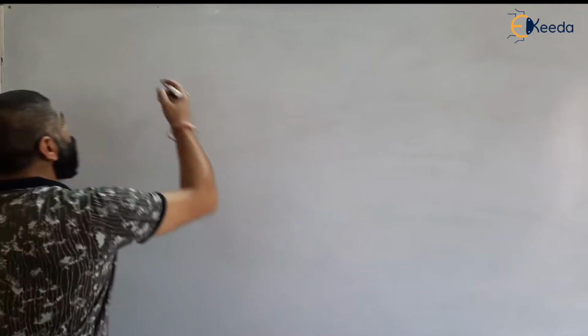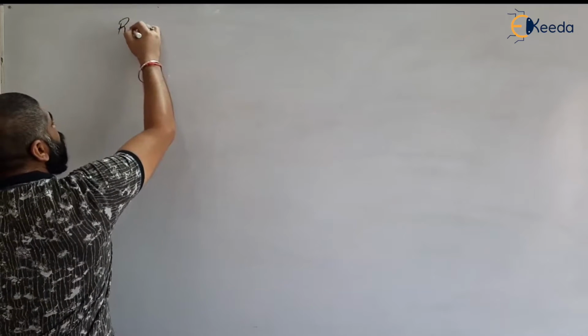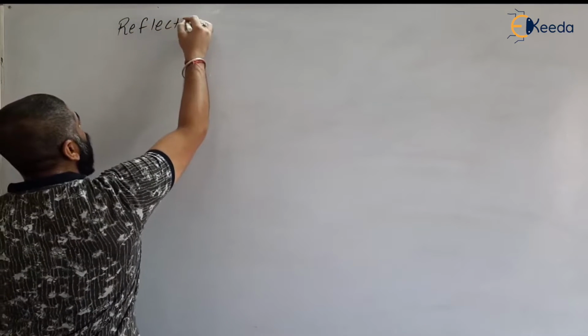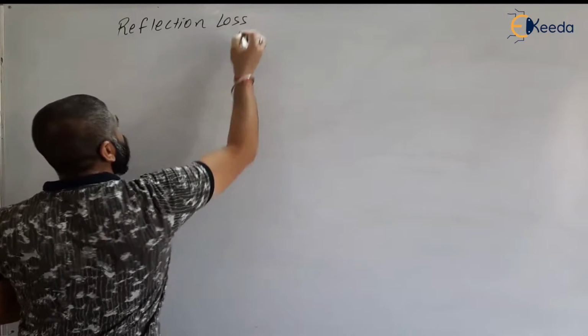Reflection loss. See, what is reflection loss? When light falls from one medium onto another medium, at the boundary some of the light is reflected, some of the light is refracted. Not all the light passes into the other medium. Some loss occurs because of the reflection at the surface, and that is called reflection loss. So I am talking about reflection loss.